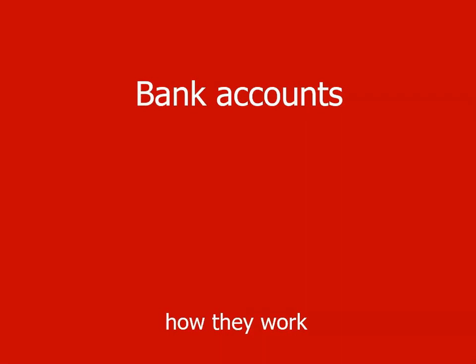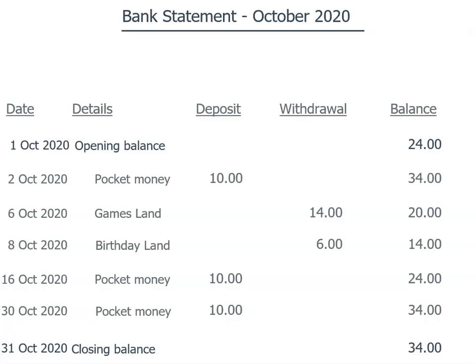Let's see how bank accounts work. I've got a bank statement here for the month of October 2020. We've got a deposit column for money going into the bank account, so we add it to what's in there. So let's put a plus sign at the top.